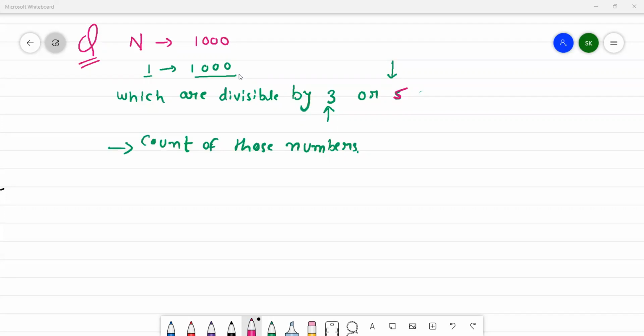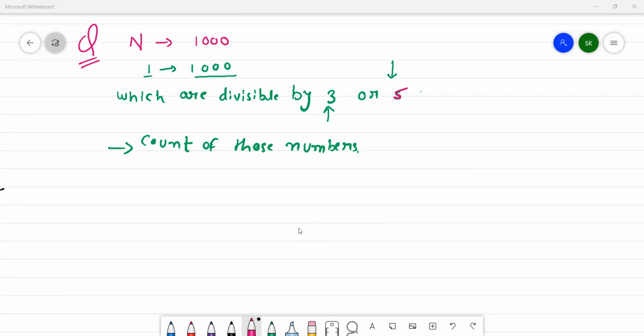Yeah, ma'am, we will start the loop from 1 to 1001. Like for i in range 1 to 1001, it will start from 1 and end with 1000. And if i modulo 3 or i modulo 5 is equal to 0, then we will simply count that number.